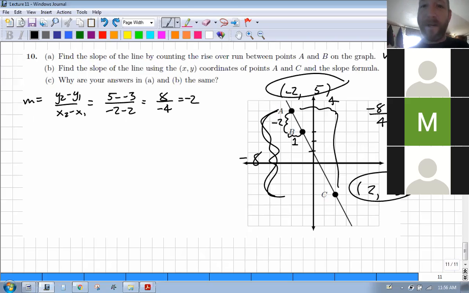Right? Why is it the same? Why is it whenever I look at these 2 points, I get a slope of -2? If I look at these 2 points, I still get a slope of -2. Because the line has the slope of -2 no matter which 2 points you pick. I could pick this one and this one. All right. I'm going down 4 and going to the right 2, slope of -2.